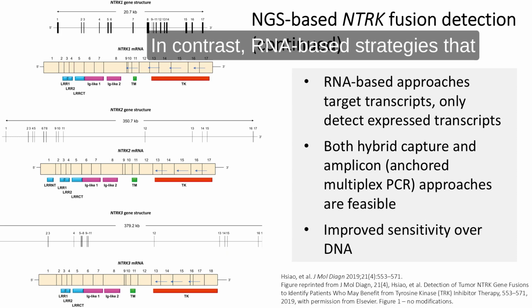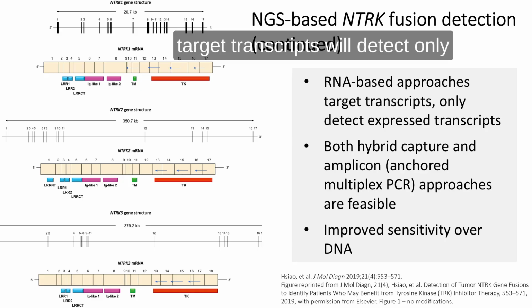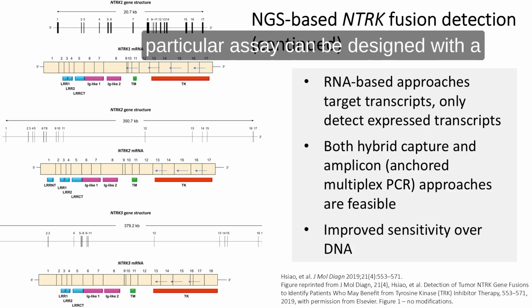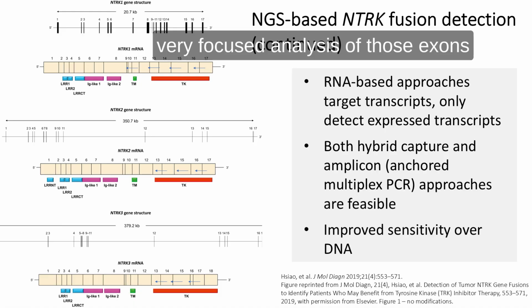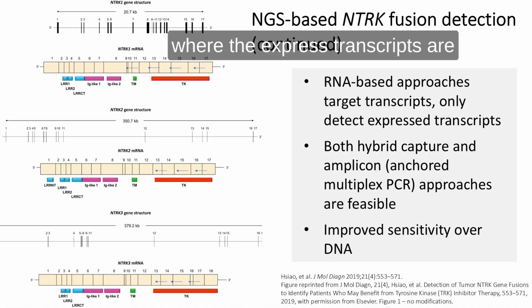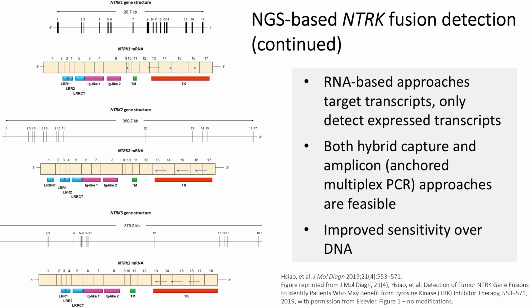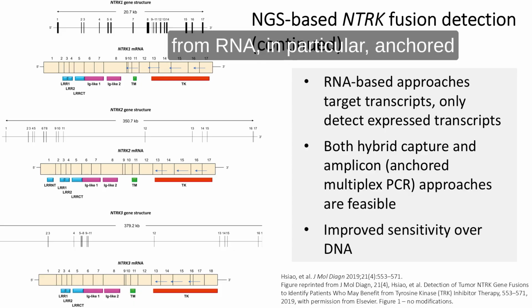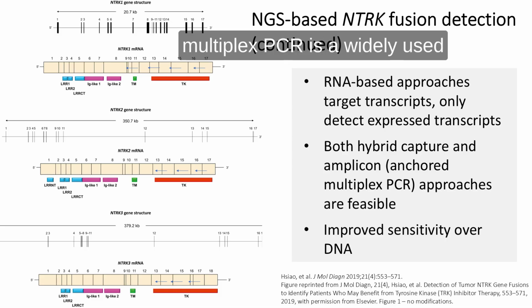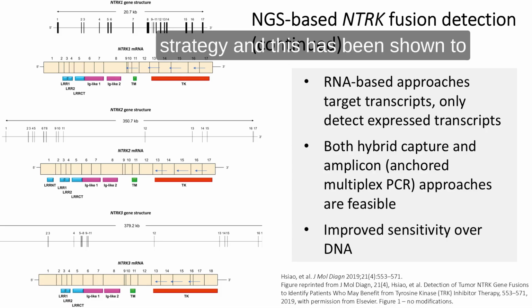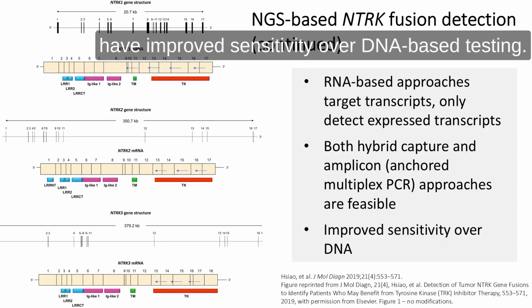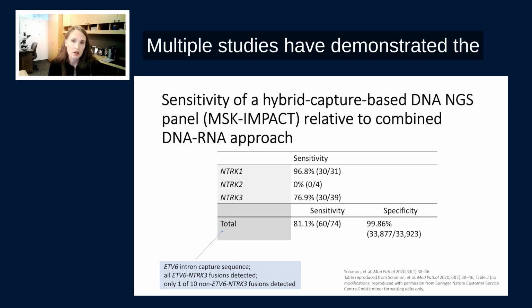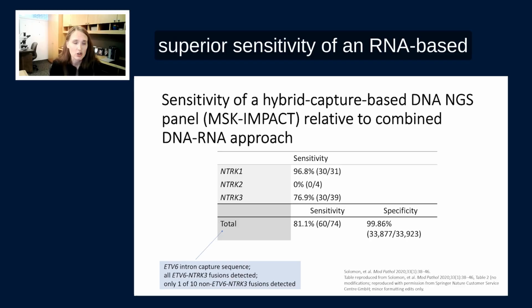In contrast, RNA-based strategies that target transcripts will detect only those expressed transcripts. And this particular assay can be designed with a very focused analysis of those exons where the expressed transcripts are likely to occur. Both hybrid capture or amplicon-based sequencing strategies can be used from RNA. In particular, anchored multiplex PCR is a widely used strategy, and this has been shown to have improved sensitivity over DNA-based testing. Multiple studies have demonstrated the superior sensitivity of an RNA-based strategy.